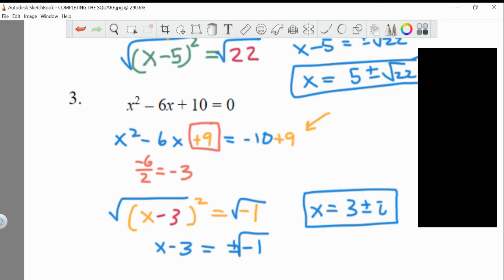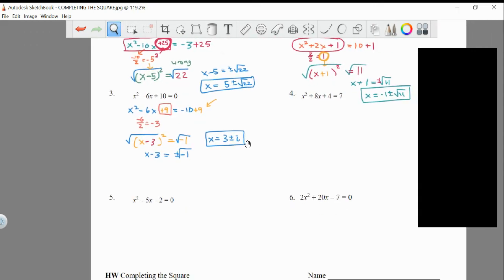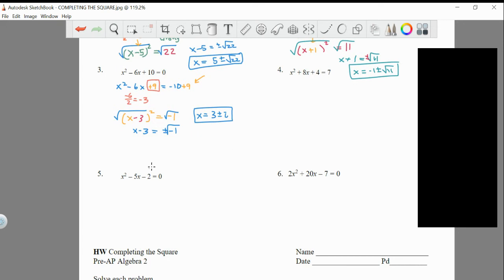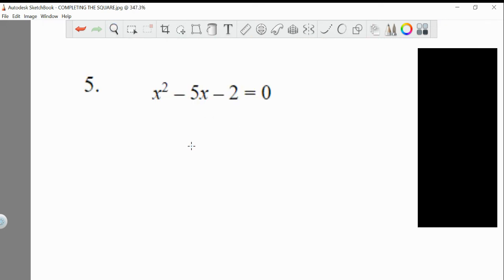So, if you could factor, it would certainly be easier to factor. Certainly. You'd get 2 answers. You know, it wouldn't be a problem at all. If you can't factor, maybe completing the square is easier than the quadratic formula. So, let's talk about when completing the square would not be easier than the quadratic formula. Let's look at number 5. Can we factor this? No.